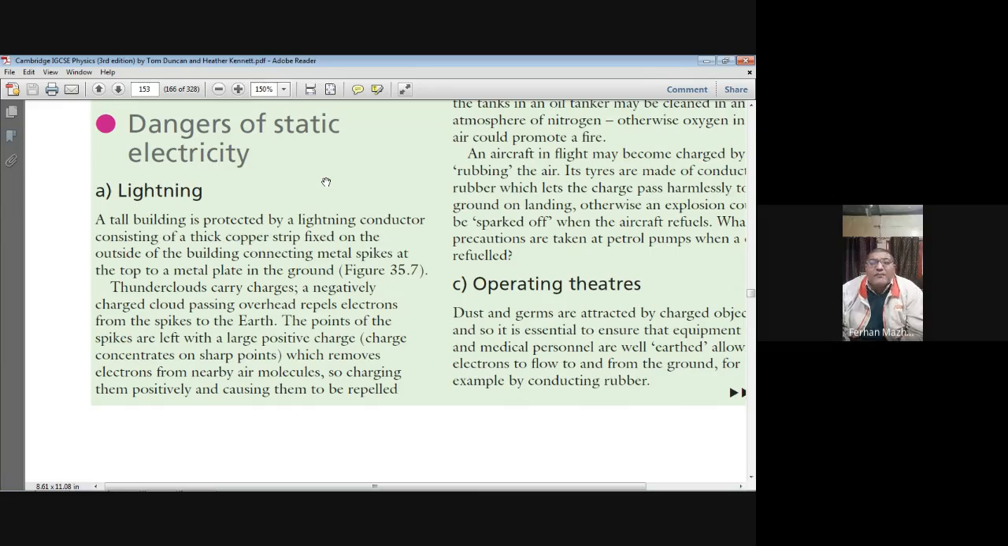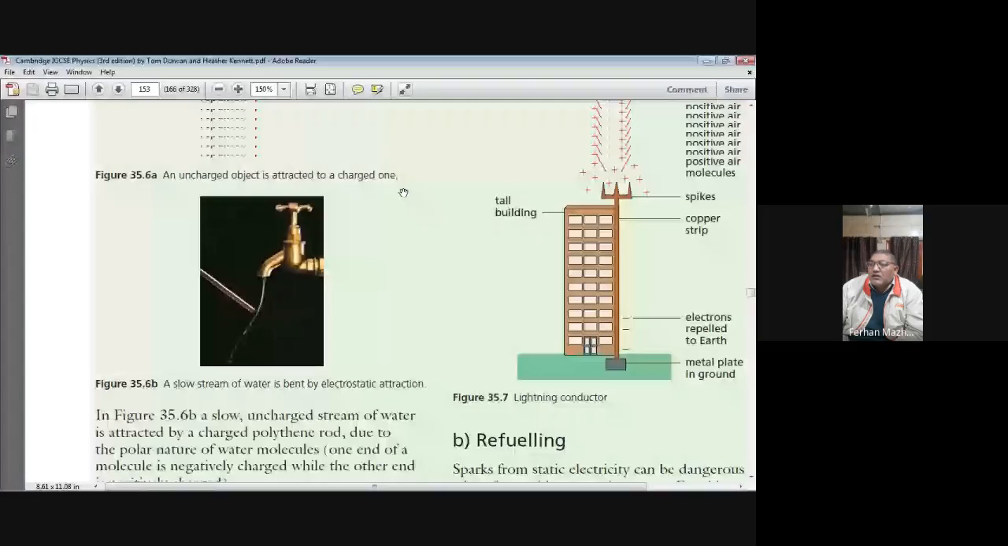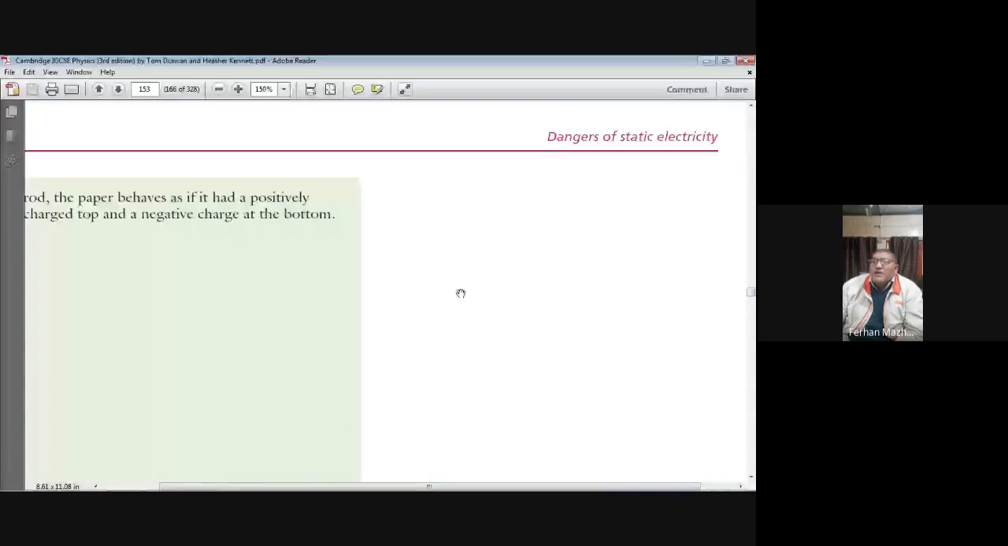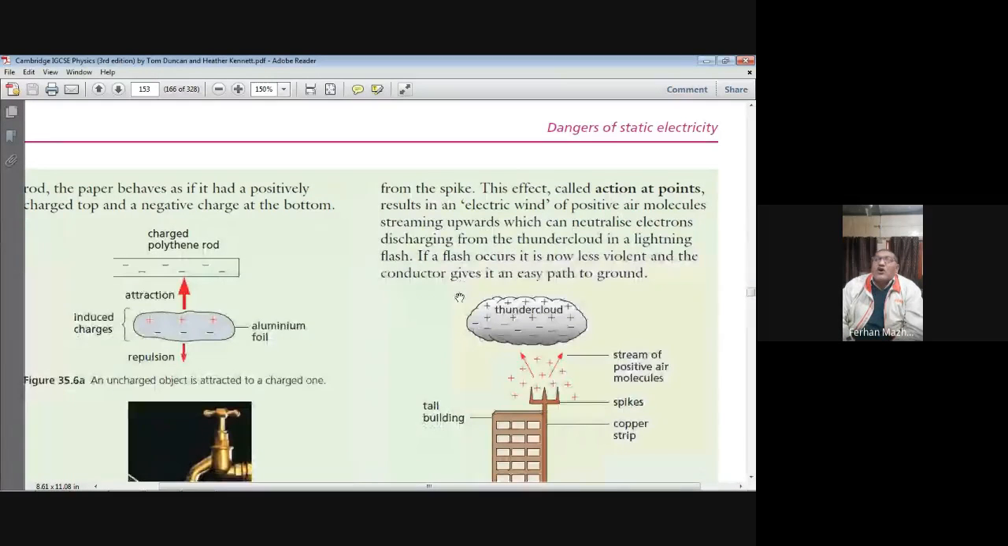Charge concentrates on sharp points, which removes electrons from nearby air molecules, so charging them positively and causing them to be repelled from the spike. This effect is called action at the points. It results in an electric wind of positive air molecules streaming upwards, which can neutralize electrons discharging from the thundercloud in a lightning flash. If a flash occurs, it is now less violent and the conductor gives it an easy path to the ground.